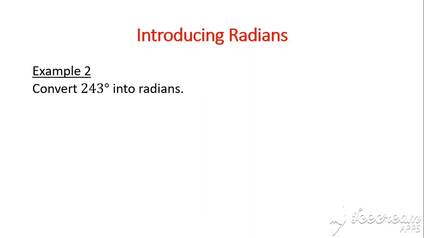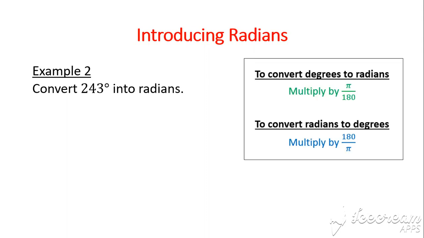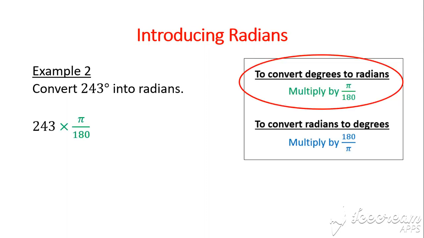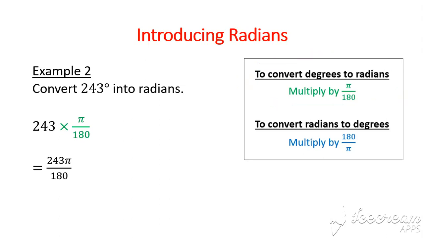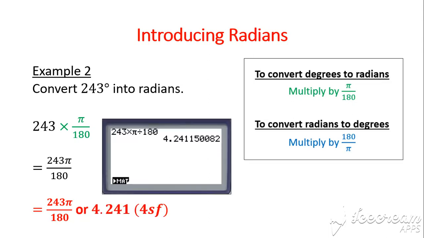All right, here's example 2. Let's convert 243 degrees into radians. Well, we're changing degrees into radians, so we must multiply by pi over 180. So 243 times pi over 180 gives us 243 pi over 180. Now that doesn't simplify, so you could leave it as a fraction, or you could work it out as a decimal to give us 4.241 radians, and I'll round it to 4 significant figures as well.